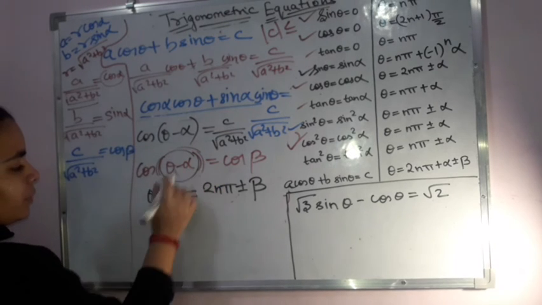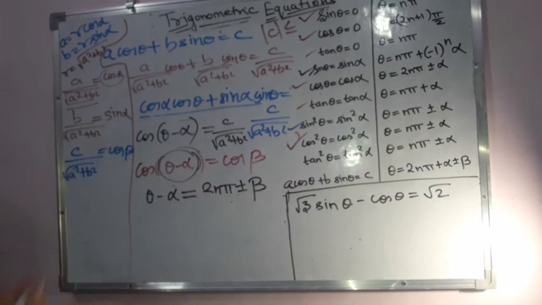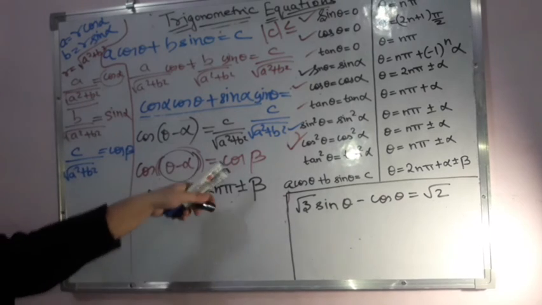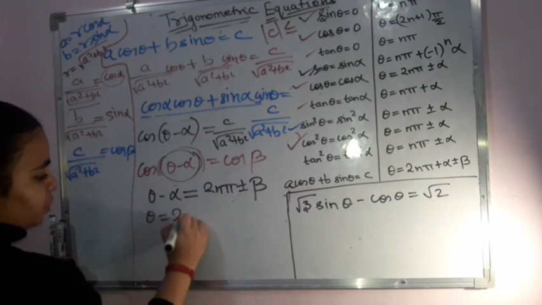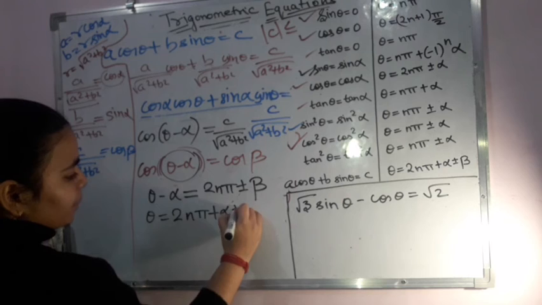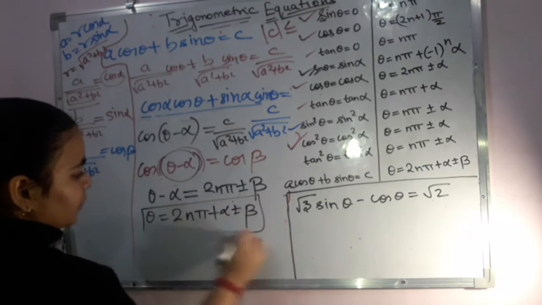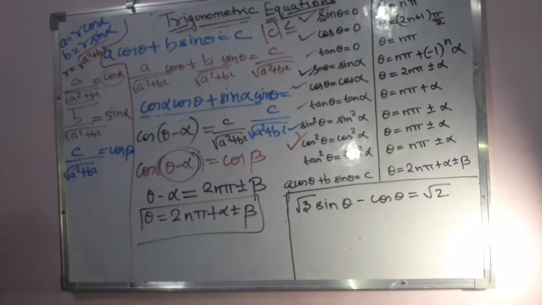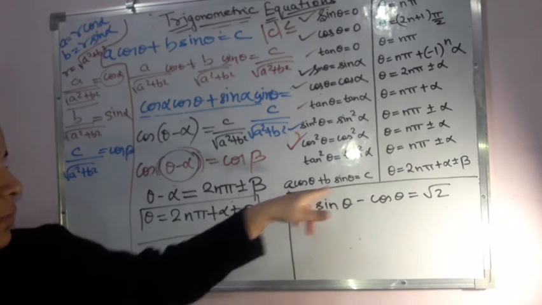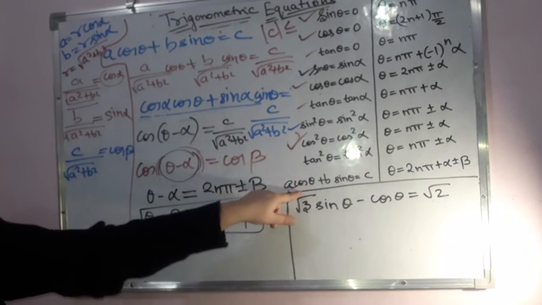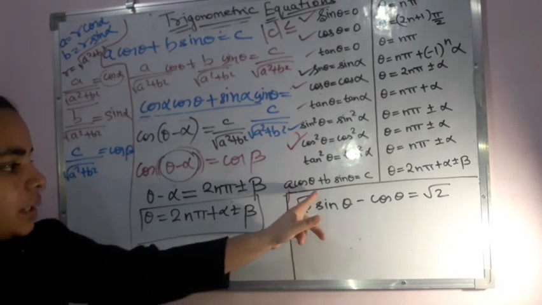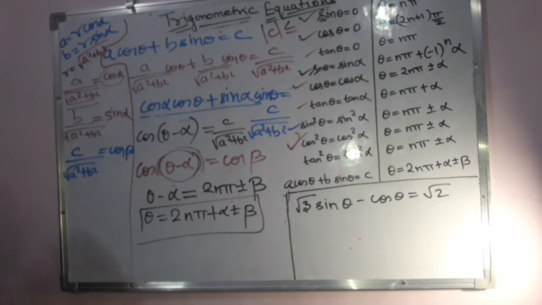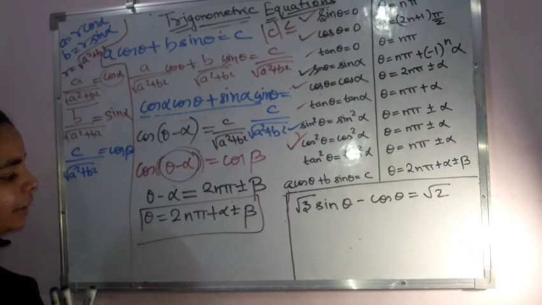If you want, you can take any other value instead of theta, and instead of alpha and beta, so that it doesn't confuse you with the previous equation. So from here, theta is equal to 2n pi plus alpha plus minus beta. Because we have got this same part over here, we are getting the same value. So if a cos theta plus b sin theta is equal to c, then theta is equal to 2n pi plus alpha plus minus beta.